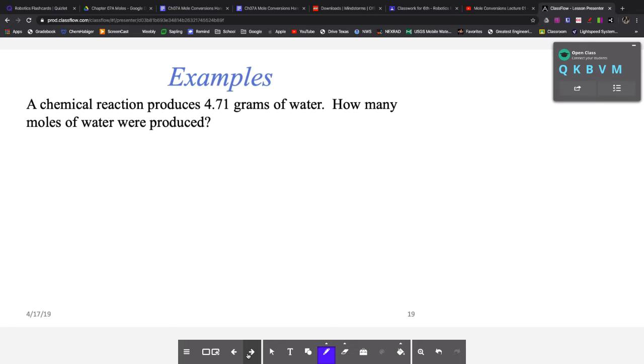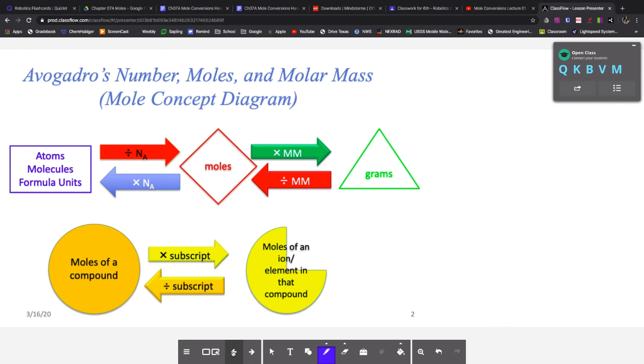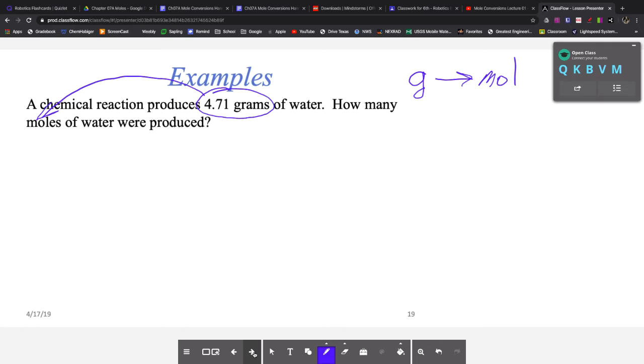Our next example, we're given grams of water. And we want to know how many moles. So we're taking grams and we're converting it to moles. So I go back to my graphic and I figure out what I have to use to go from grams to moles. If I'm going from grams to moles, I've got to divide by the molar mass. So we're using the molar mass for that. We look at the molar mass of water.